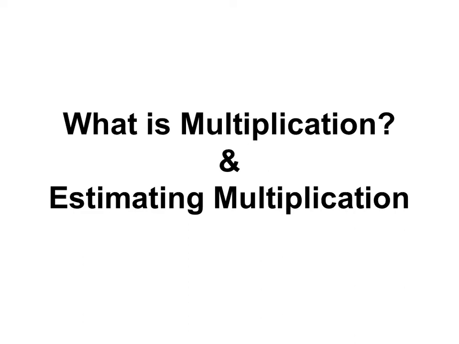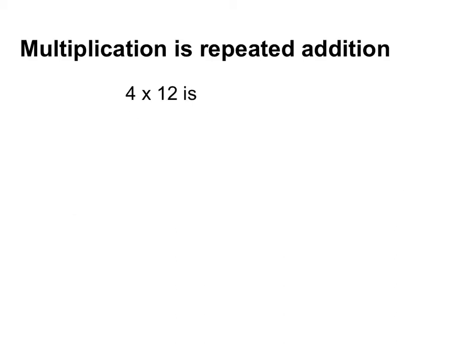This video is about what is multiplication and estimating multiplication. So the definition of multiplication is repeated addition. We're adding the same number to itself several times. For example, 4 times 12 can be interpreted as 12 added to itself 4 times.